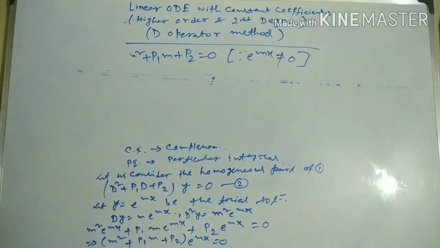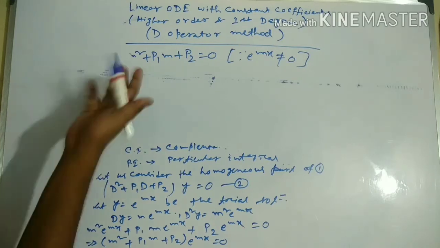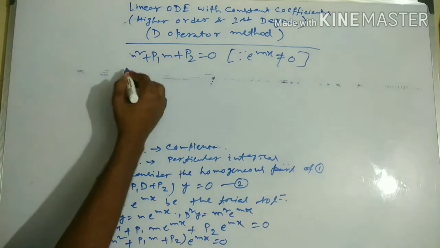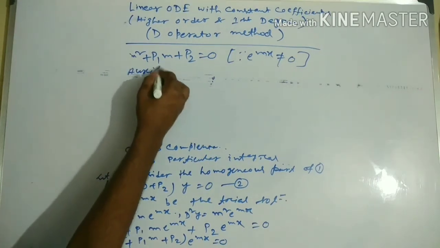This is the quadratic equation because we took a second order ODE. So the degree of this equation will be equal to the order of the ordinary differential equation. Here this is a quadratic equation. So this equation is called auxiliary equation.